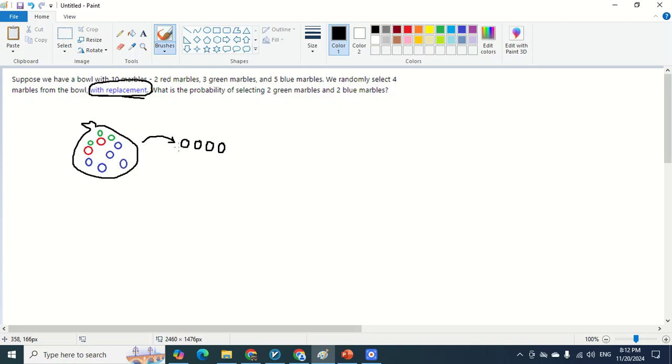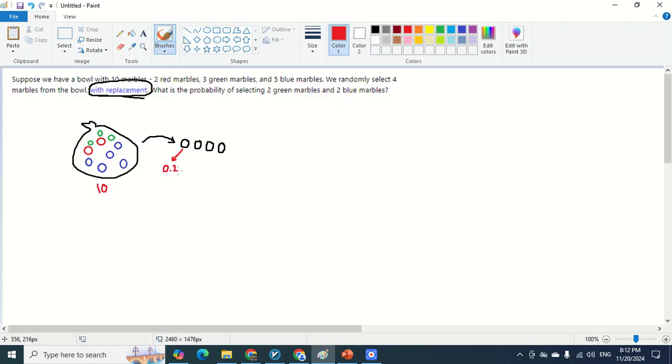When you replace it back, let me just sketch it over here. For example, for the first one, the probability of getting the red marbles is 2 out of 1, 2, 3, 4, 5, 6, 7, 8, 9, 10. We have 10 balls totally over here. So the probability of getting the red one is 0.2.